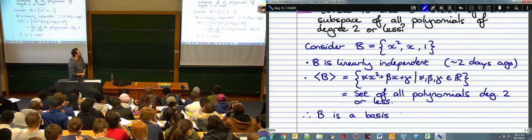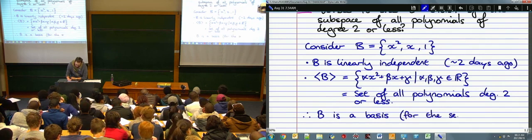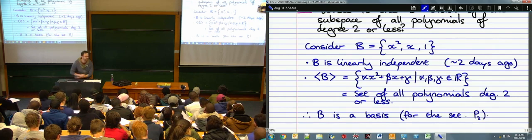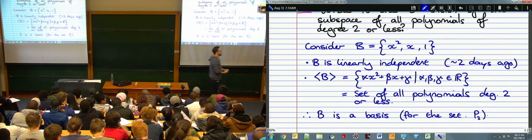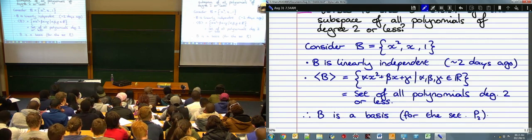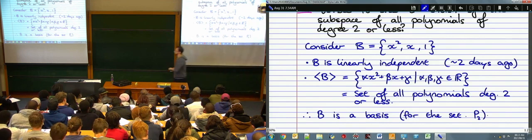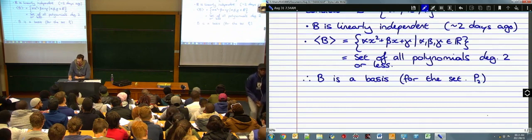I'm just writing down B is a basis. What I really mean is B is a basis for the set of all polynomials of degree 2 or less. You should really always specify what it is a basis for. You can't just say, oh, this is a basis. It's always a basis for something. Is everyone happy with what we've done here? Okay. So let's take a look at another example. And again, you can take a couple of minutes to do this.